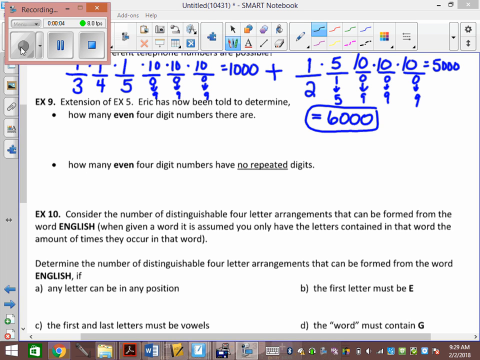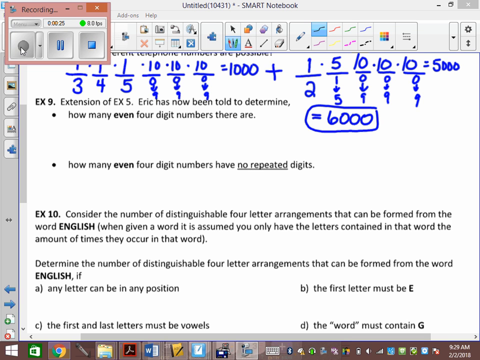So remember how yesterday we looked at the ERIC questions and they were the 4-digit odd numbers? The worst part was if I said no repeated digits, you'd have to remember to bring the 0 back into the second spot, kind of thing, hold your spots. That's the problem with even.